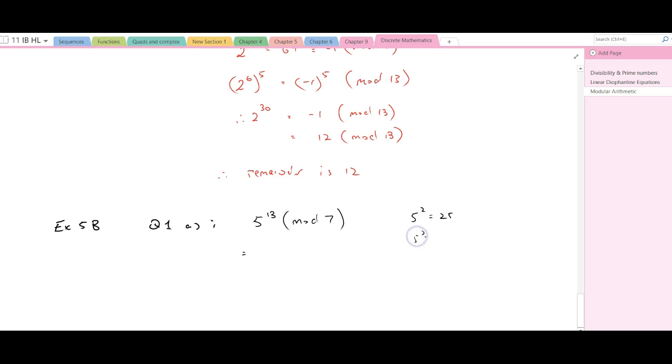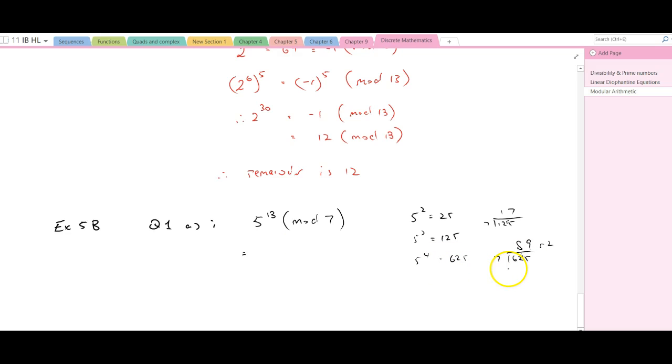5 cubed is 125, which in mod 7, so 7's into 125. So this is the sort of thing you need to do. 7 sevens are 49, so that's a remainder of 6. So that's not much good. 5 to the power of 4 is equal to 625. Now 625 into 7, I don't know how this is going to go. 8 sevens are 56, 7's into 65, 9 sevens, that's a remainder of 2.